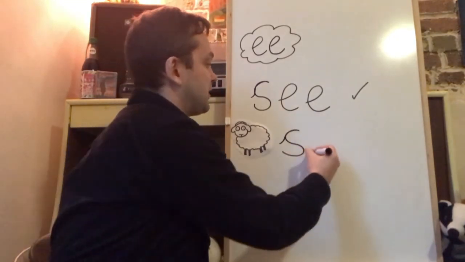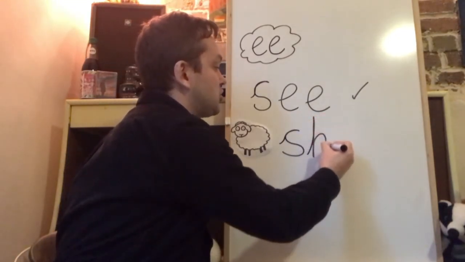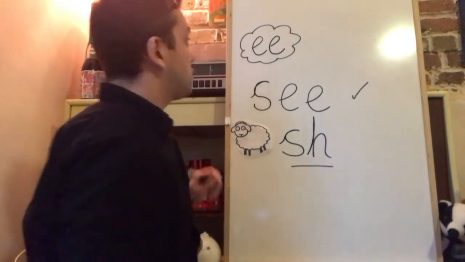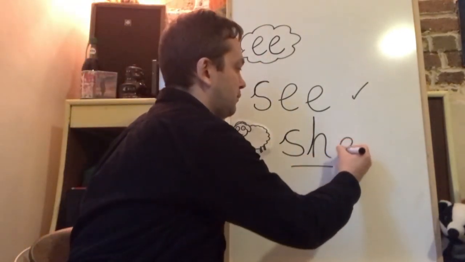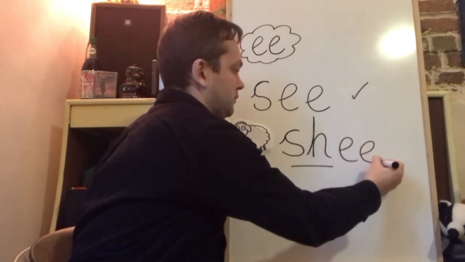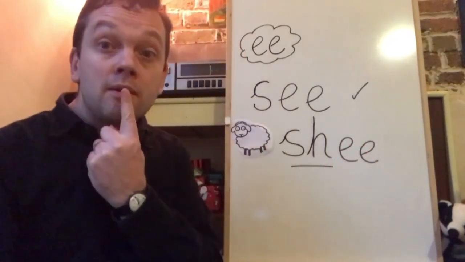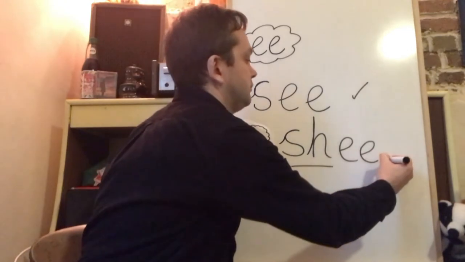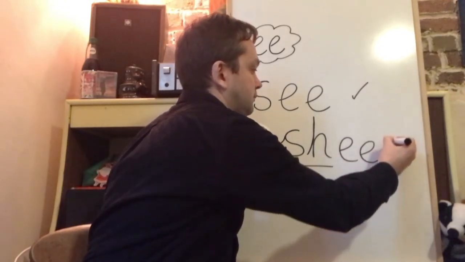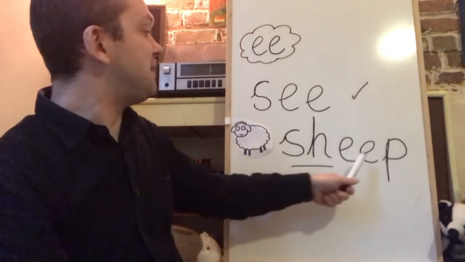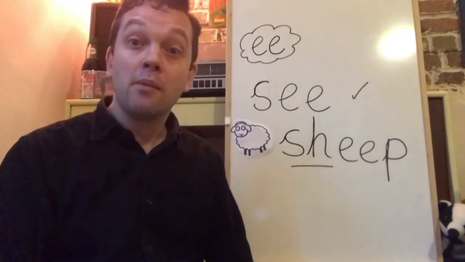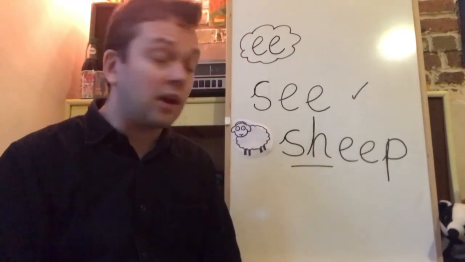Shh. Remember, shh is the letters S and H. Then it's E, E, P. Yes, sheep, sheep. Pause the video if you need more time.